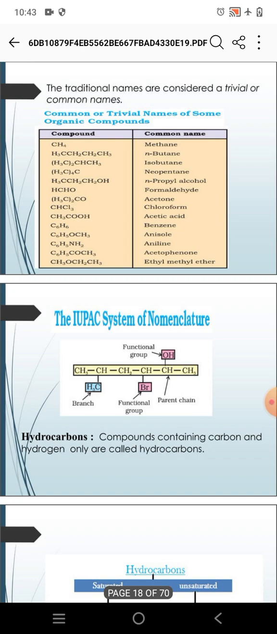Then benzene, that means C6H6. Anisole, that is C6H5OCH3. Aniline, C6H5NH2. Acetophenone, C6H5COCH3. Ethyl methyl ether contains an ether functional group. One side is CH3O, another is C2H5.